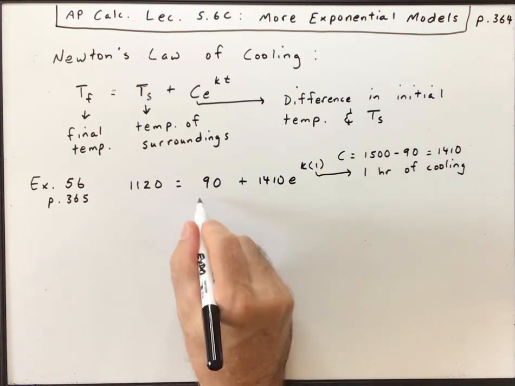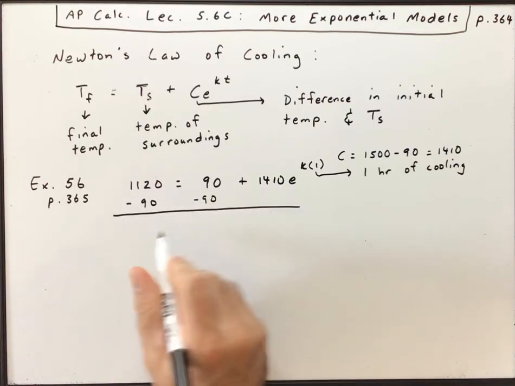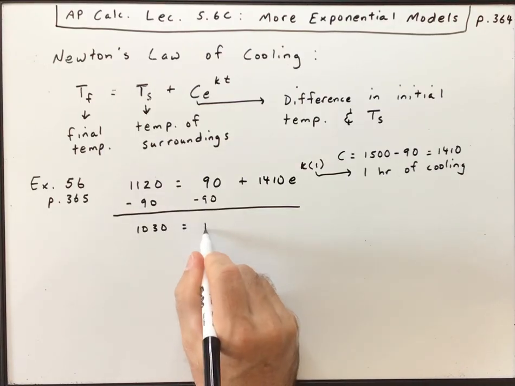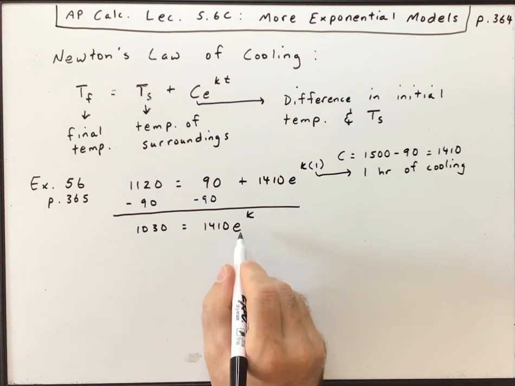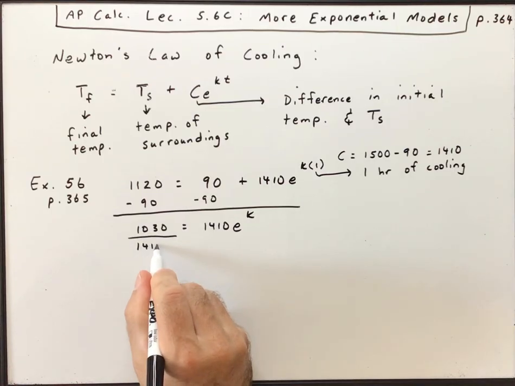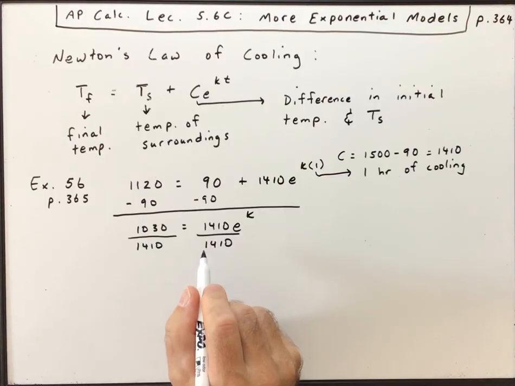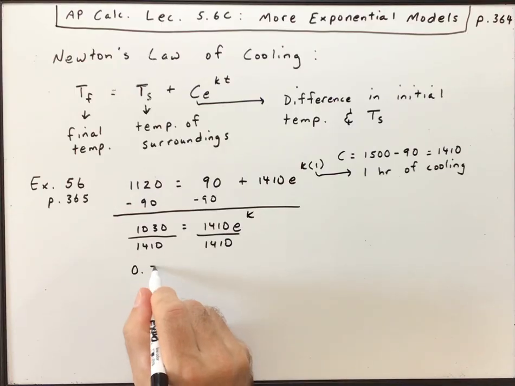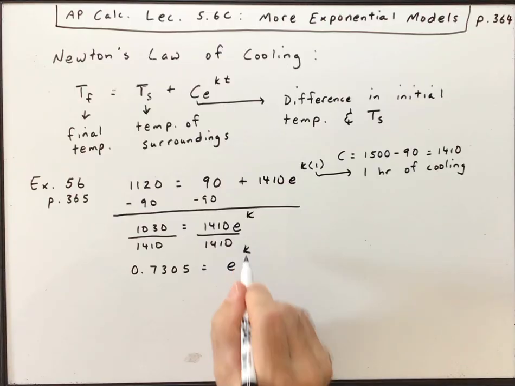All right, so we will subtract 90 from both sides. So that would be 1030 is equal to 1410 e to the k. K times 1, so e to the k. So if we divide both sides by 1410, all right, we're going to get 0.7305 is equal to e to the k.